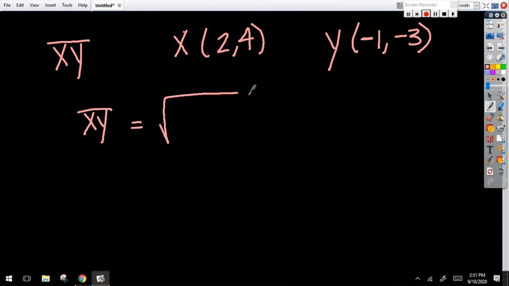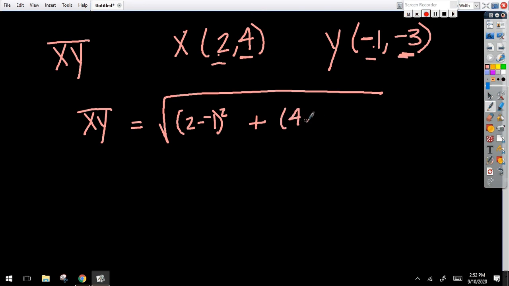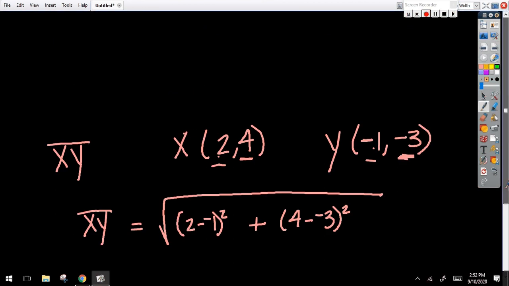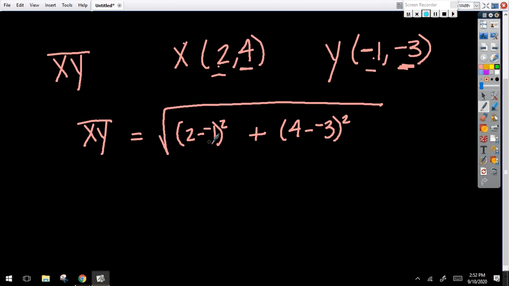Square root. Remember, I'm going to subtract the x's, so I've got 2 minus -1, and I'm going to square that. To that, I'm going to add, and then I'm going to do the same thing with the y's, right? 4 minus -3, and I'm going to square that. Now let's simplify. So remember your order of operations here. Be very, very careful. 2 minus -1, we're going to do these parentheses first. So I have 3 squared, because 2 minus -1, right, is 3. Plus, and 4 minus -3 would be 7.